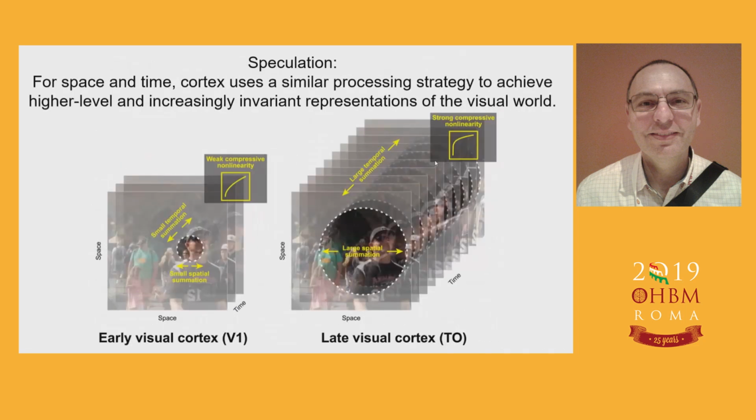Okay, so we can show that with a cartoon where early visual areas integrate over small regions of space, but also relatively short regions of time with a weak compressive nonlinearity. And in later visual areas, the information is combined over larger regions of space and time with a stronger compressive nonlinearity. And we speculate that based on this similar pattern for space and for time, cortex is using a similar processing strategy to achieve higher level and increasingly invariant representations of the visual world.